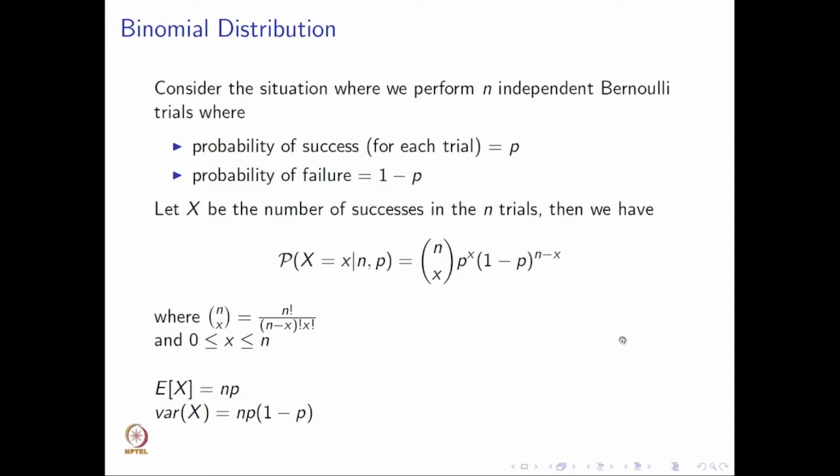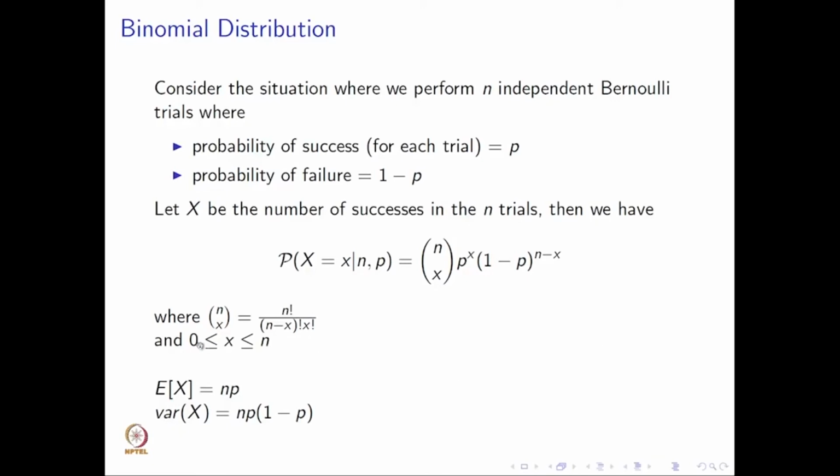Next, we look at the binomial distribution. Consider the situation where we perform n independent Bernoulli trials where the probability of success for each trial equals p and the probability of failure for each trial equals 1 minus p. Let x be the random variable which represents the number of successes in the n trials. Then we have the probability that the random variable x will take on a specific value of small x, given the parameters n and p, equal to n choose x, that is the number of combinations of observing x successes in n trials, into p raised to the power x into 1 minus p raised to the power n minus x.